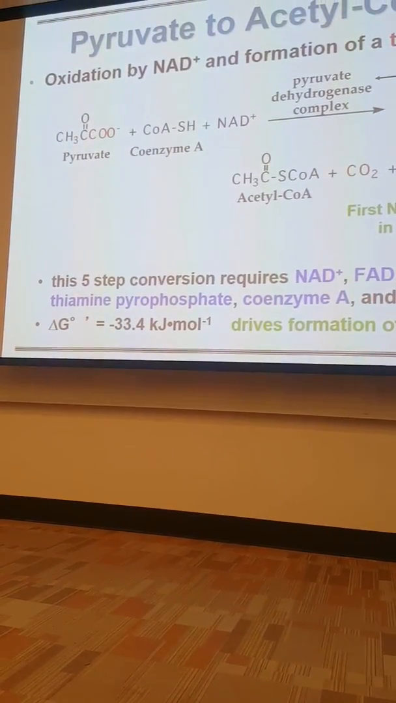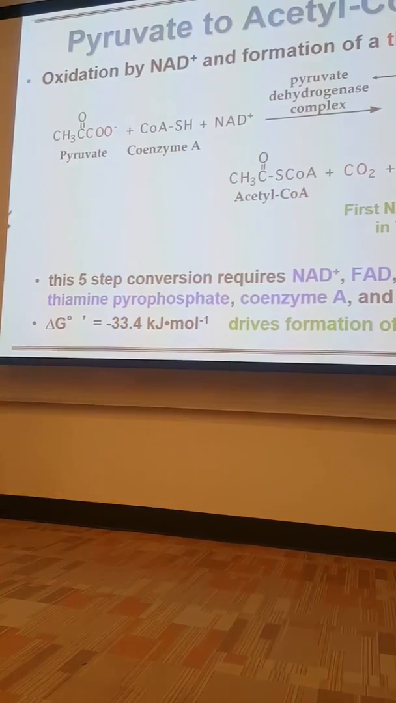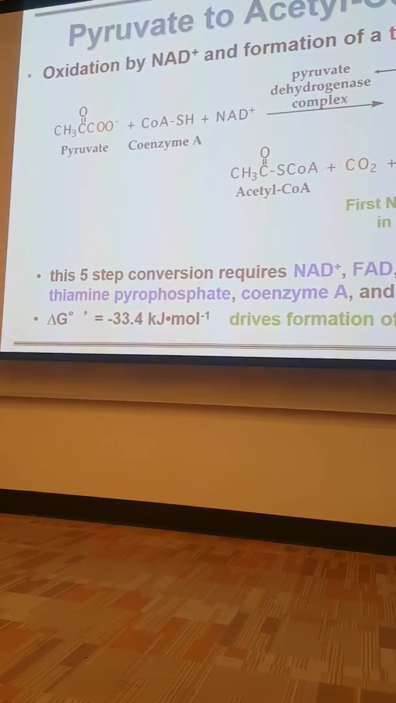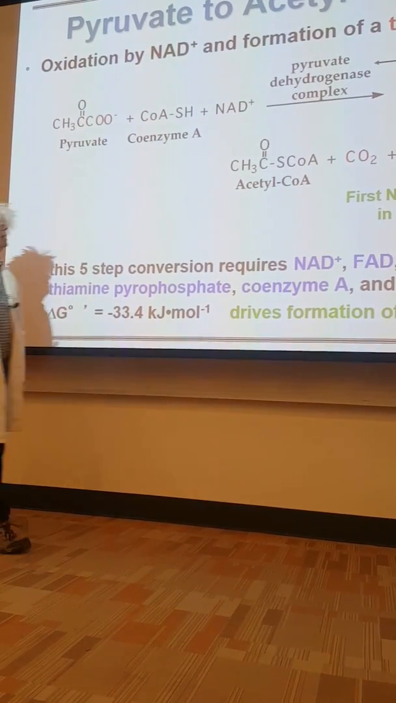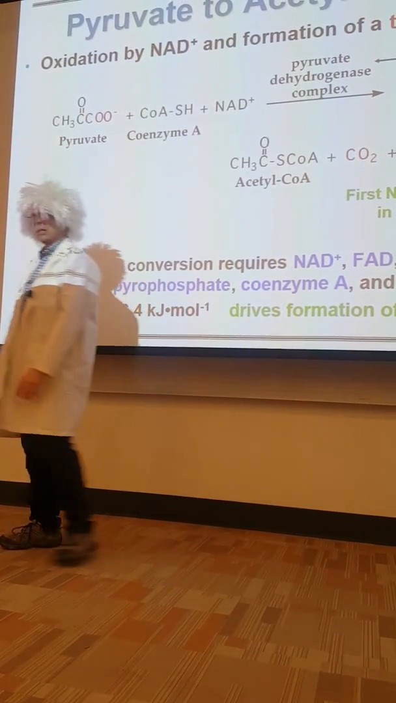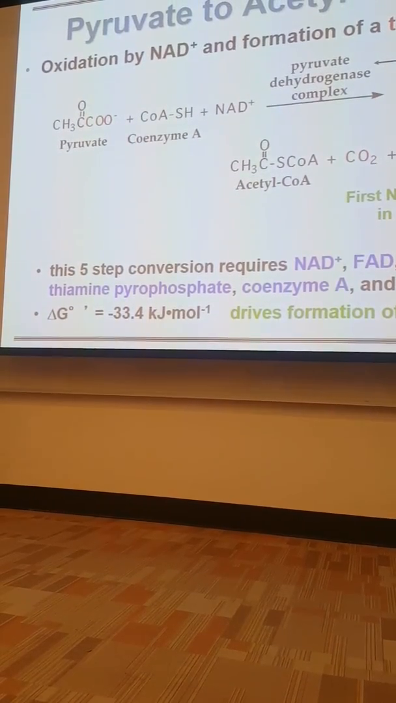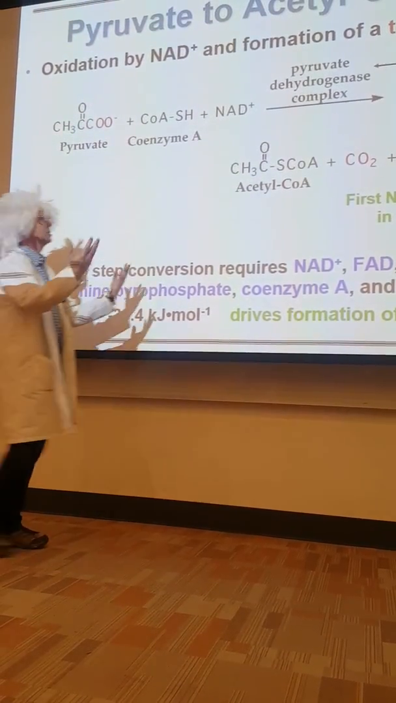So here we have pyruvate dehydrogenase. That pyruvate gets combined with coenzyme A. That is an oxidative process. The oxidizing agent here is NAD+ to make NADH. Understand that NADH, as I said, represents the promise of energy.